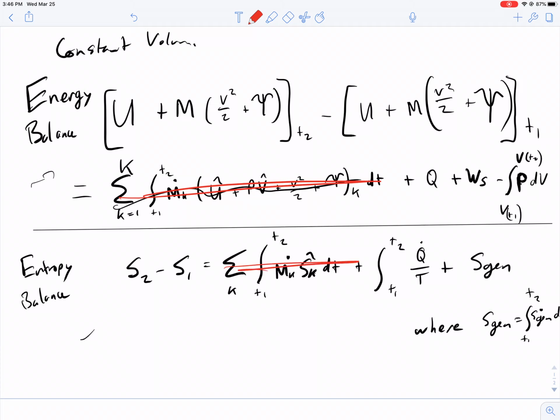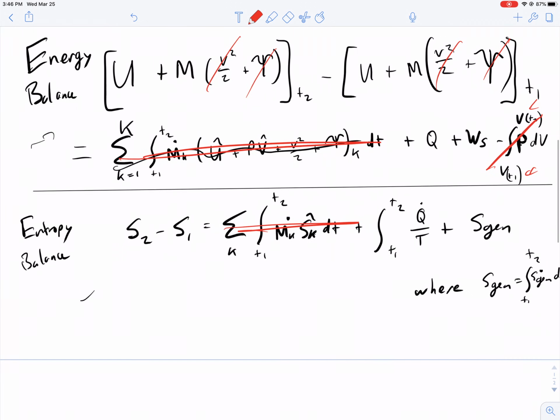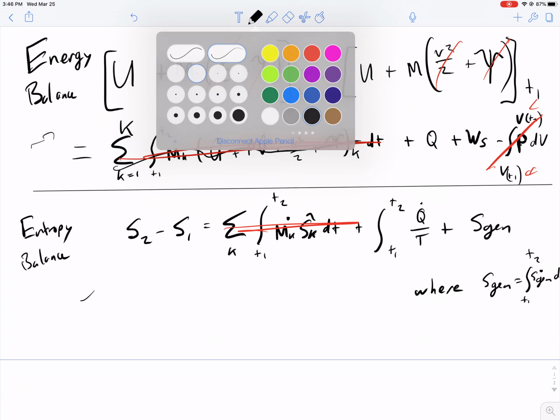Similarly, we're not going to worry about changes in kinetic energy or potential energy for this system. We have no information to discuss it. And then it's a constant volume system, so this expansion work term will also go away because the volume at the beginning is the same as the volume at the end. In a minute, we'll go to a system with no S-gen, but we'll leave it in for now. Okay, so moving on.